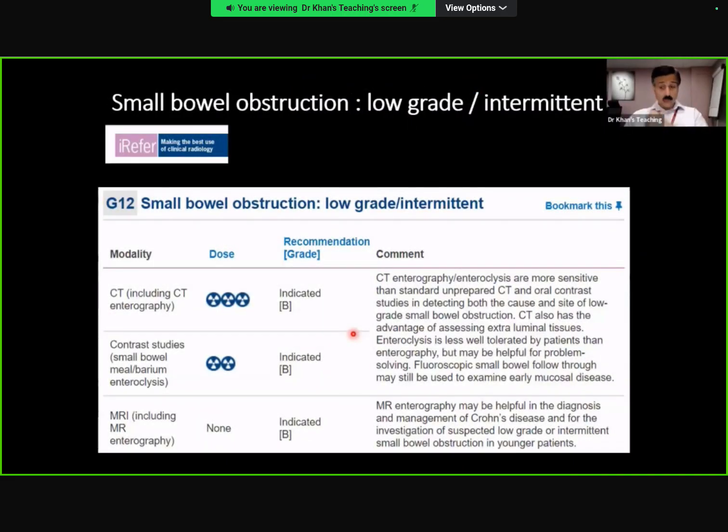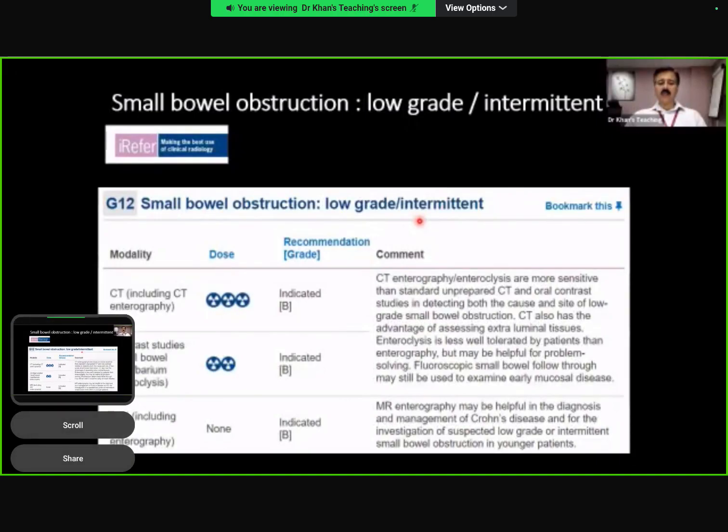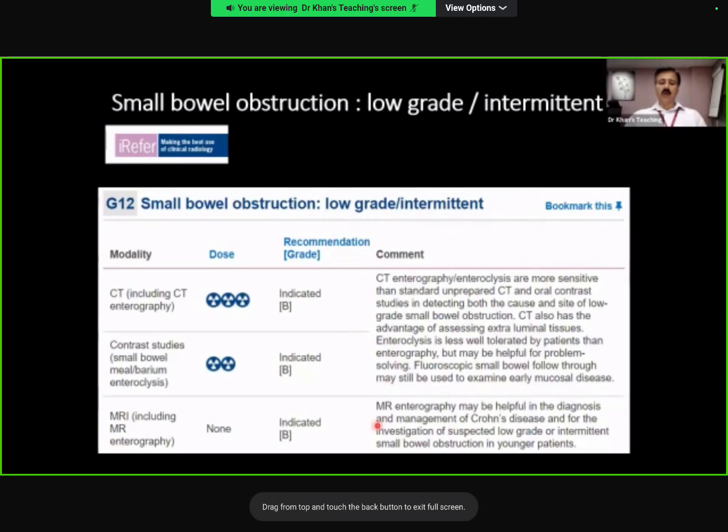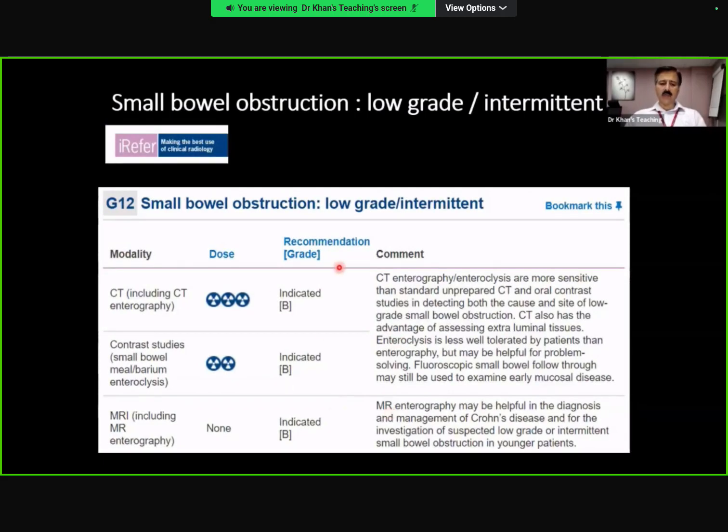And finally, again on the RCR, I refer small bowel obstruction, low grade or intermittent. And here, intermittent means what we call subacute. Low grade, intermittent, subacute, all are words which can be used interchangeably. And what happens is that you can do other kinds of studies like CT enterocolysis and CT enterography, MR enterography. I will come back to these when we will cover small bowel.